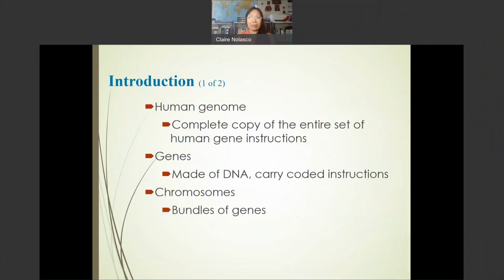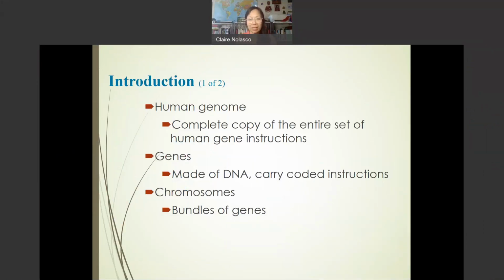So, the modern biological theories of crime started with the creation of the Human Genome Project. This project basically tries to map the entire human genome, which is the complete copy of the entire set of human gene instructions. Just some concepts that we need to learn.